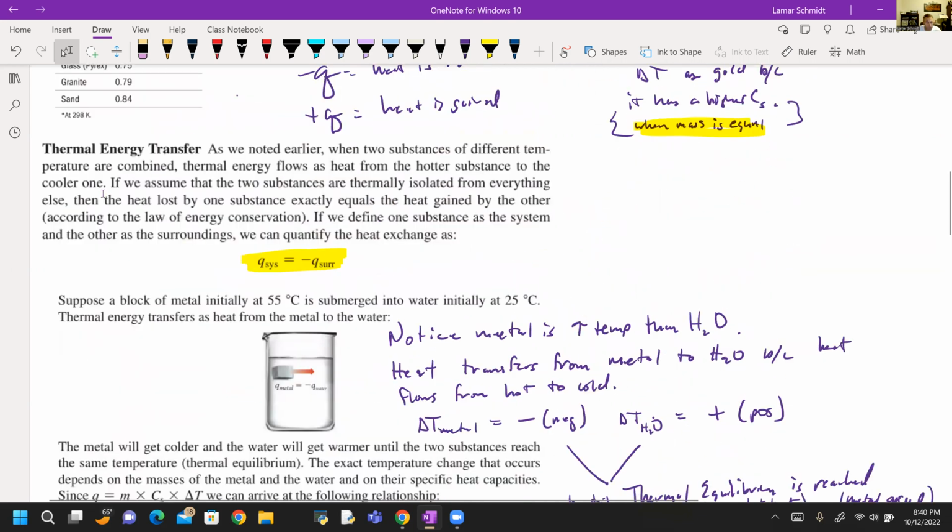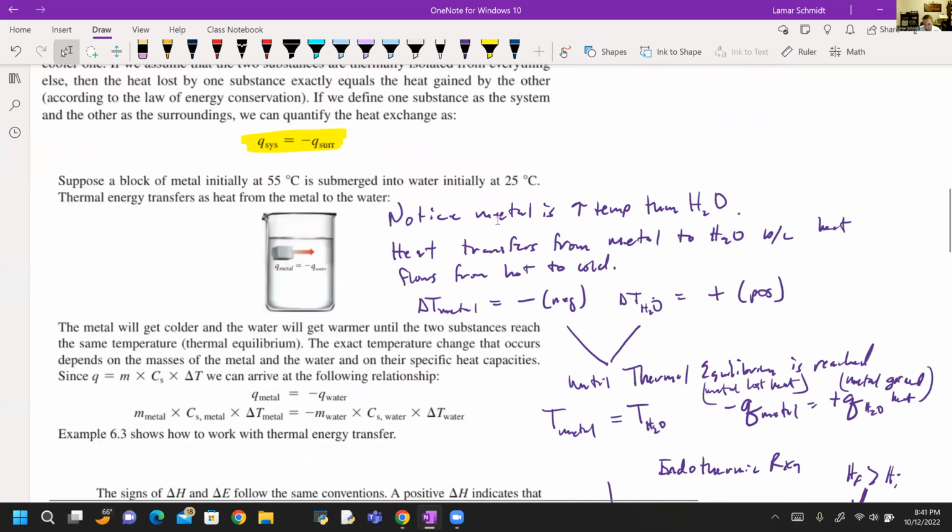So when we look at thermal energy transfer, and we were talking about this idea of thermal equilibrium, we see that energy or heat goes from either the surroundings to the system or the system to the surroundings. And so what they're showing here is a metal block being placed in some water, and they're saying that this metal block is 55 degrees Celsius and the water is 25 degrees Celsius. And I put in my notes, notice the metal is a higher temperature than the water. So where is heat going to be transferred from where to where? Well, if the metal is higher temperature, we know that the heat is going to be transferred from the metal, which has a higher temperature, to the water, which has a lower temperature.